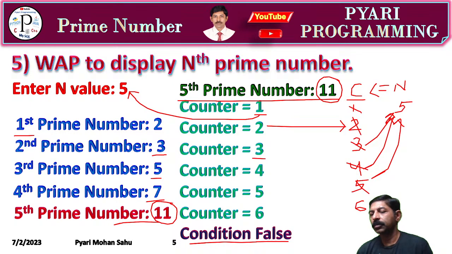Pragjyoti, is it clear? N value is equal to counter plus 1. I'm not getting what you are saying. N value is equal to counter plus 1.